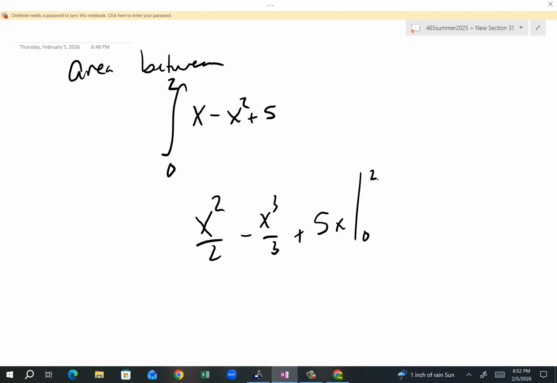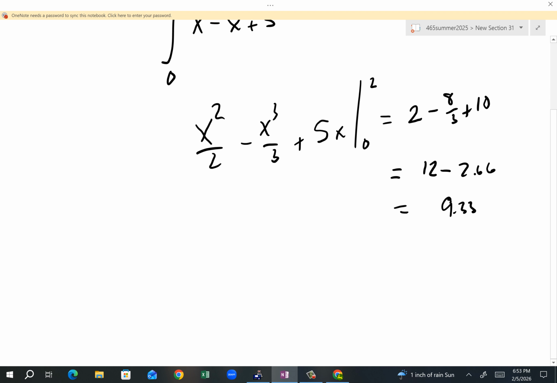And so if you do that, you get 2 minus 8/3 plus 10. Of course, the bottom is 0. And so 12 minus, was it 2 2/3, I guess. And so the answer is 9.33333. Yay! That would be that area.